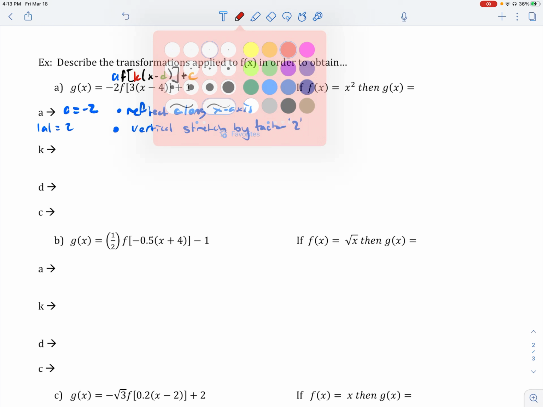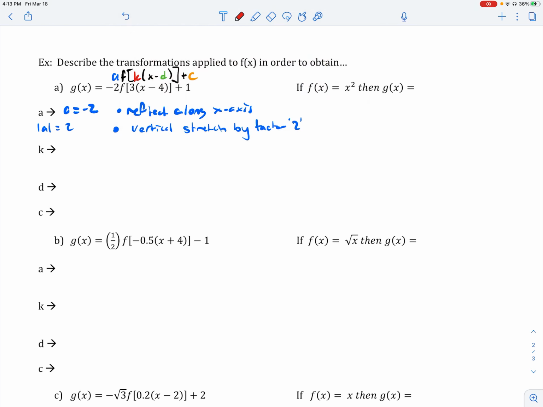Now for K. K is inside the function, so this will be horizontal. My K value is equal to 3. So this is going to be a horizontal compression by factor 1 over 3, because it's always 1 over K. Notice this is a small number, that's why I use the word compression.